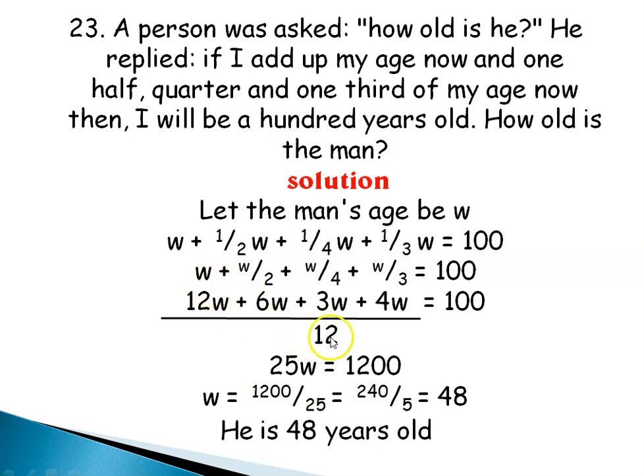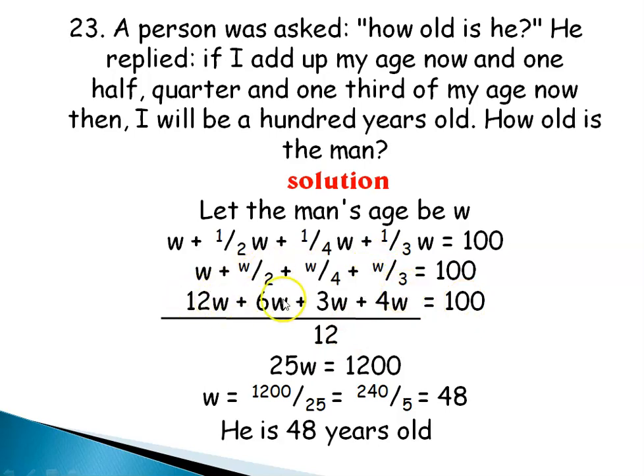Alright, 1 in 12 will give me 12, so 12 times W, 12W. 2 in 12 is 6, 6 times W, 6W. 4 in 12 is 3, 3 times W, 3W. 3 in 12 is 4, 4 times W, 4W is equal to 100.